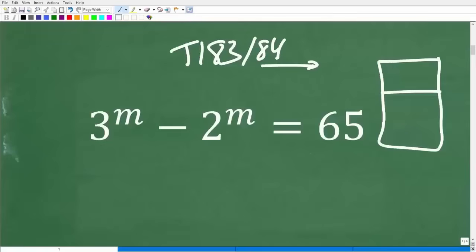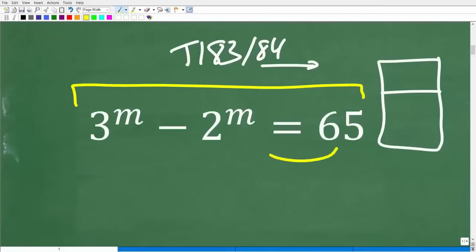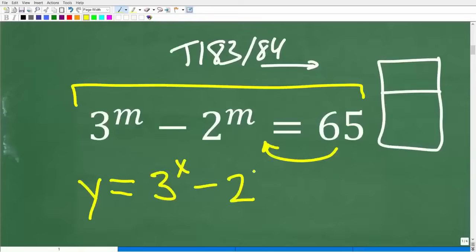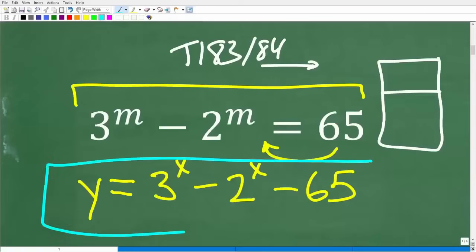I'm going to explain to you what happens when we graph this equation. So what we're going to have to do here is move the 65 over. So we're going to look at this as an equation, y equals 3^x minus 2^x minus 65. If you're pretty good in algebra and you know how to use a graphing calculator, we're just going to use the variable x instead of m so we can plot this on an xy plane.